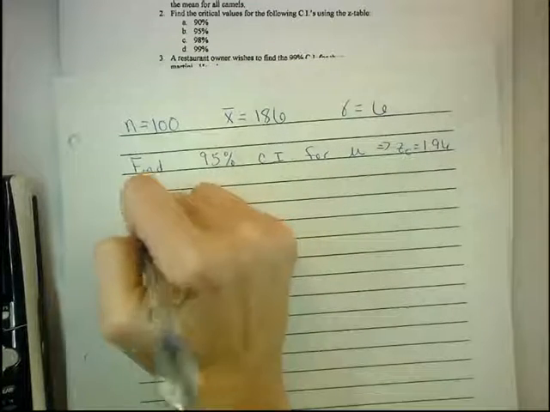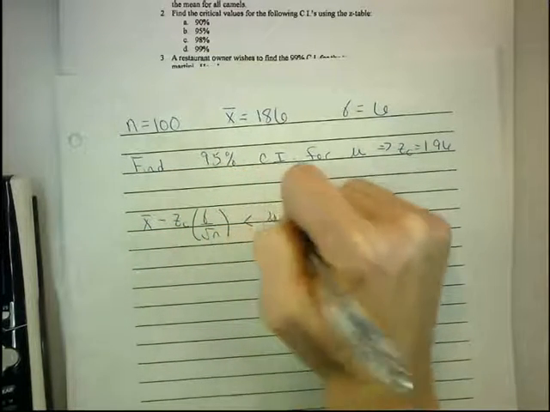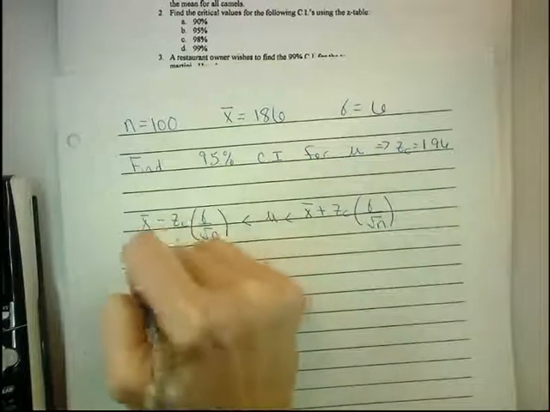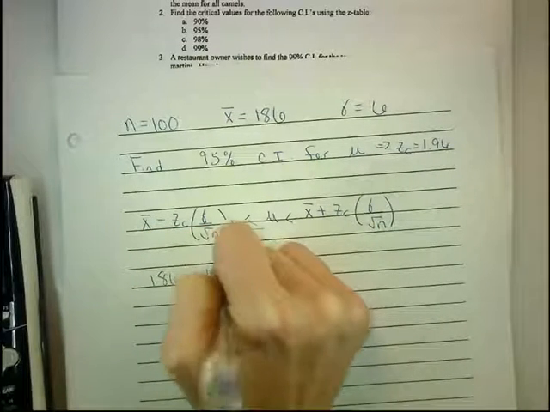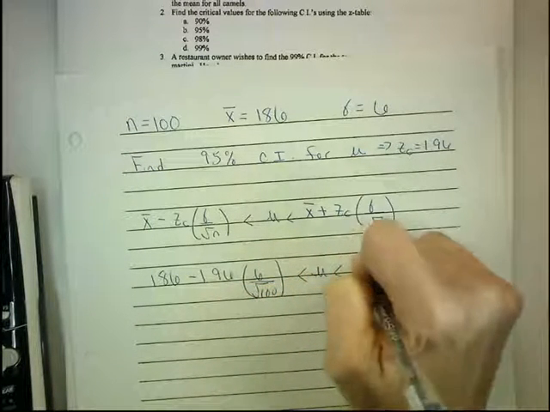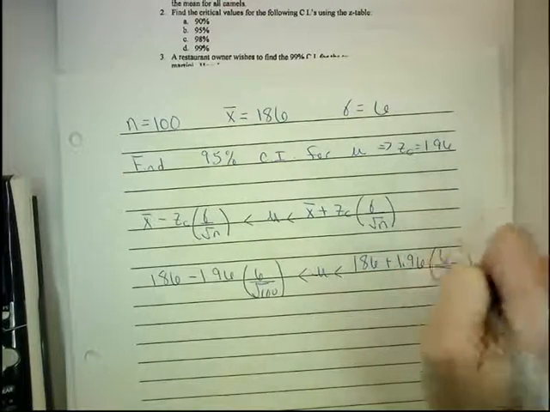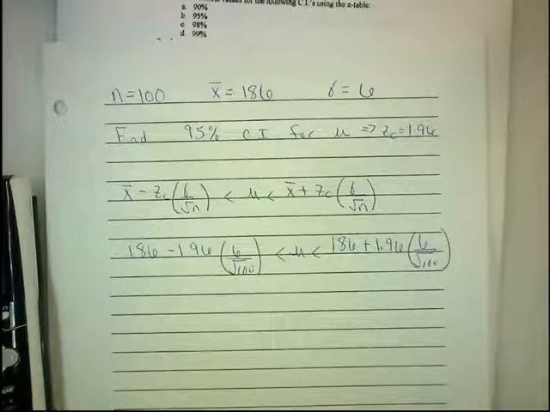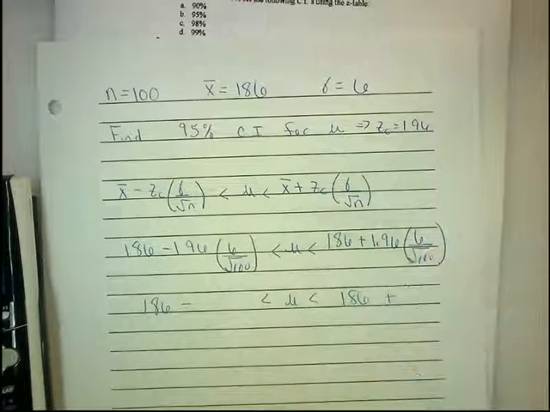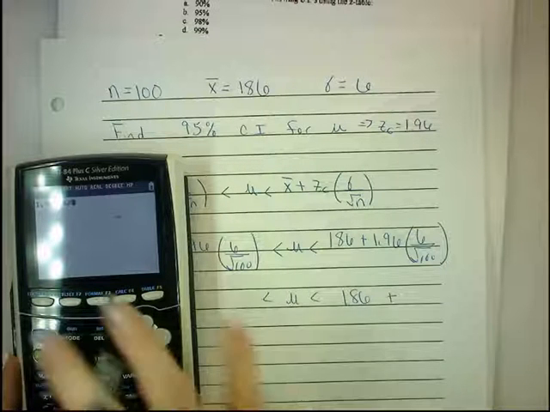So X bar minus Z sub C, sigma over the square root of n. X bar plus Z sub C, sigma over the square root of n. That's 186 minus 1.96, 6 over the square root of 100. 186 plus 1.96, 6 over the square root of 100. E, 186 minus E, 186 plus E. E will be 1.96 times 6 divided by the square root of 100.